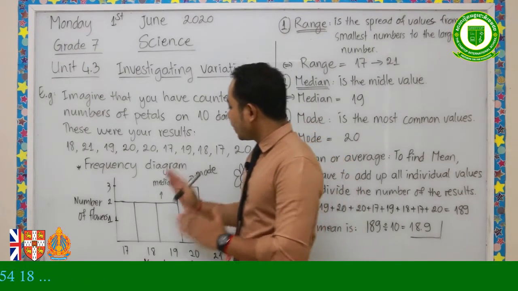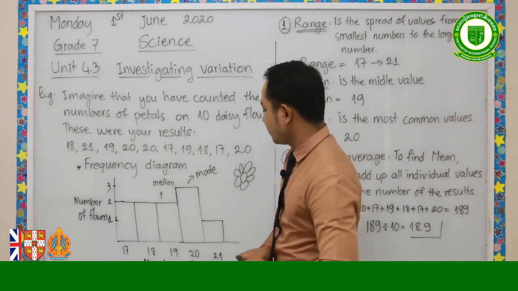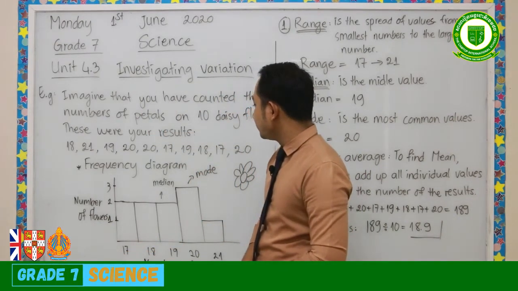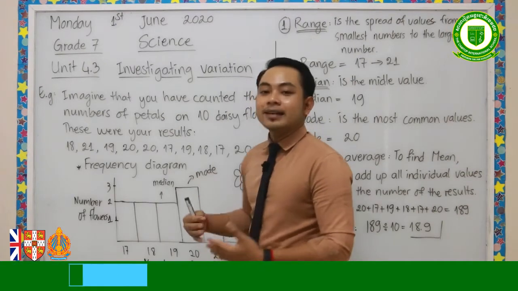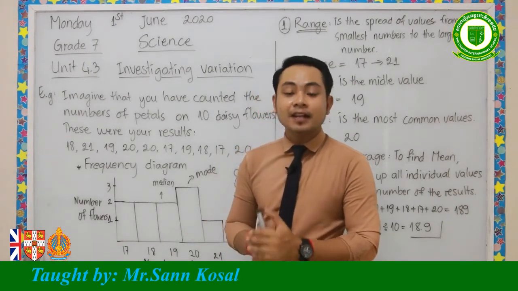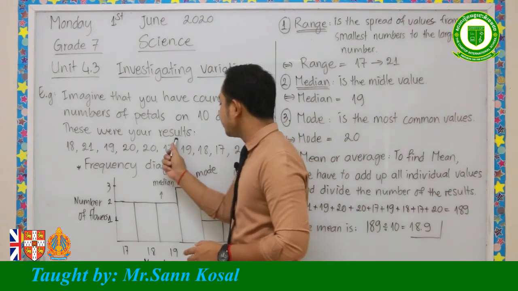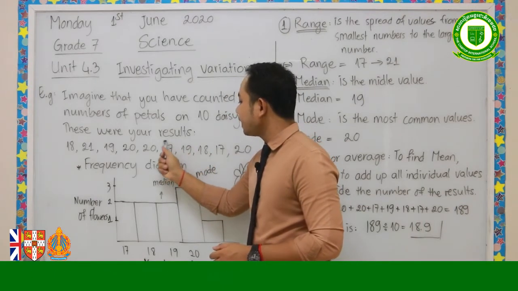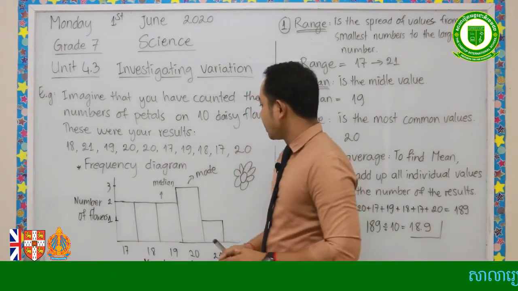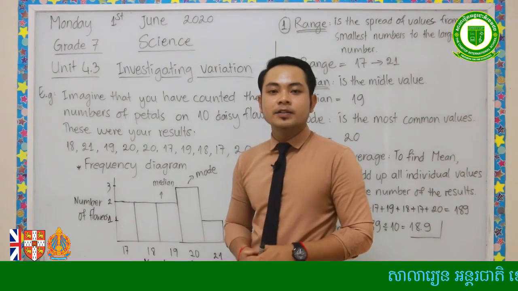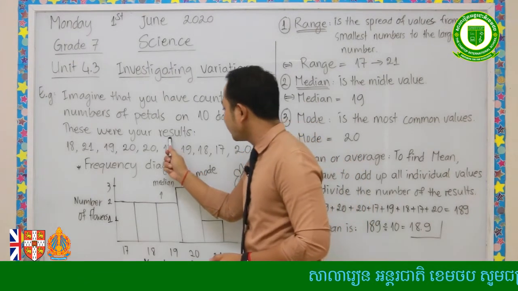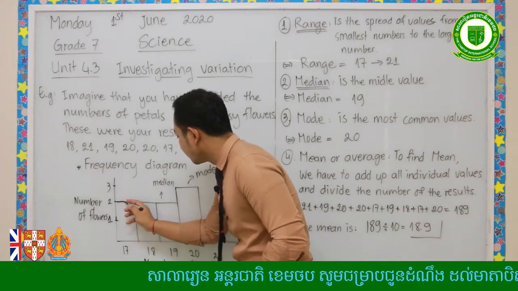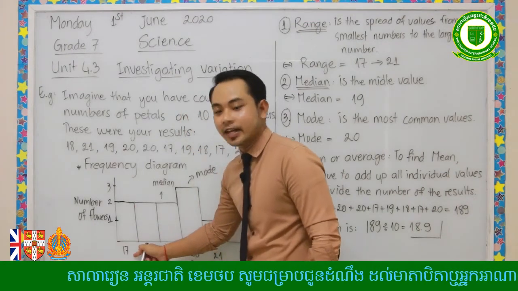Now we are going to put them in this diagram. So 17 petals: how many 17s are there? Among 10 daisy flowers, there were 2 with 17, 1, 2. That's why I have drawn only 2 here. So there are 2 flowers with 17 petals.